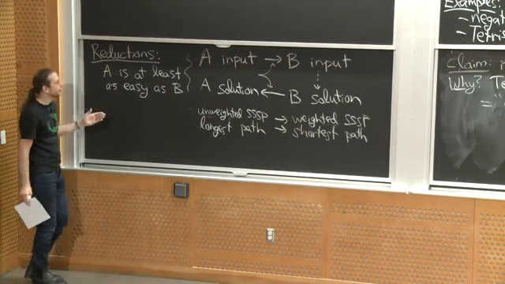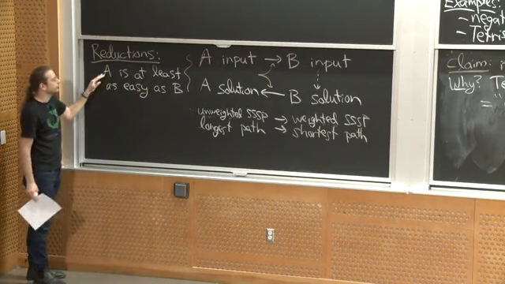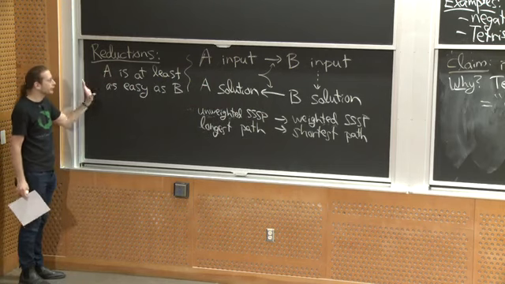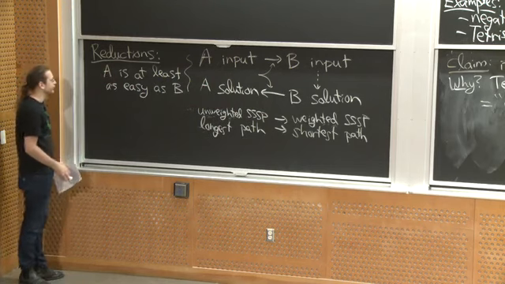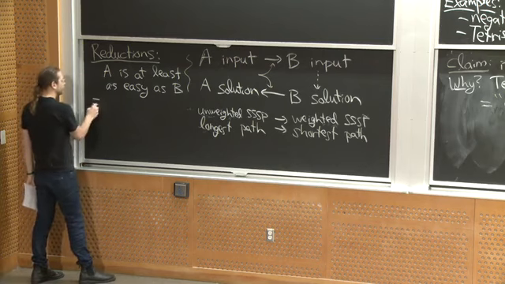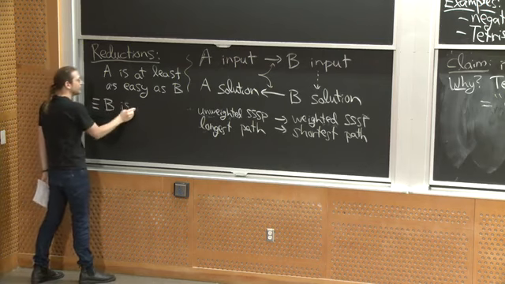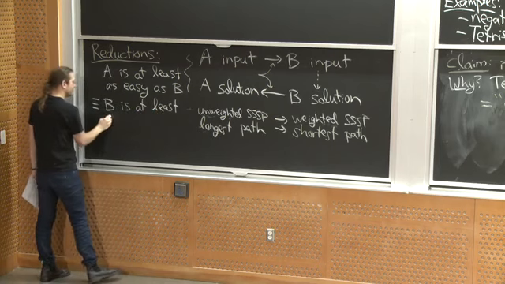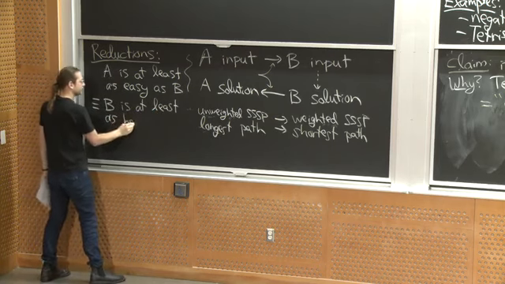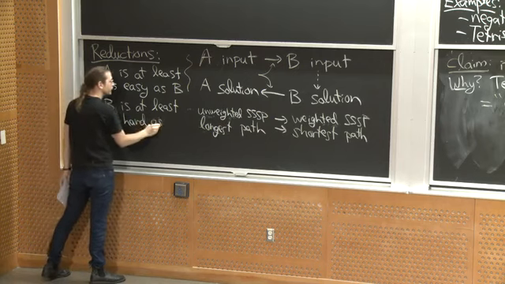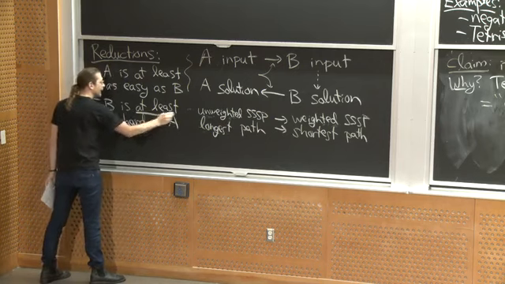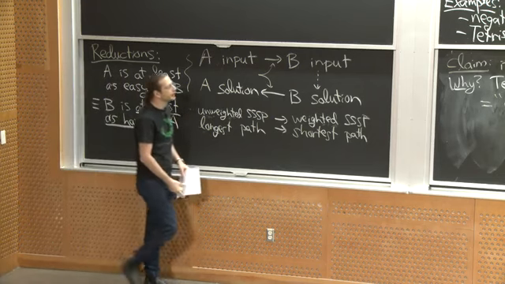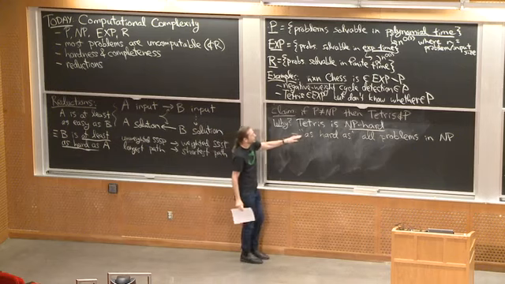So in other words, if I can solve B, I can solve A, which I can phrase informally as A is at least as easy as B. And now using the contrapositive, this is the same thing as saying that B is at least as hard as A. And this is what I mean by at least as hard as. So this is my definition of at least as hard in this notion of NP-hardness.